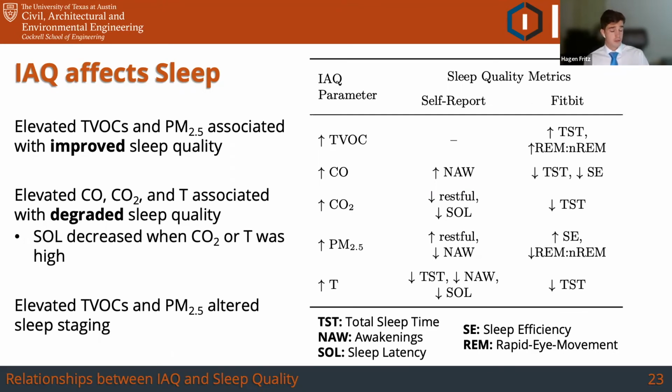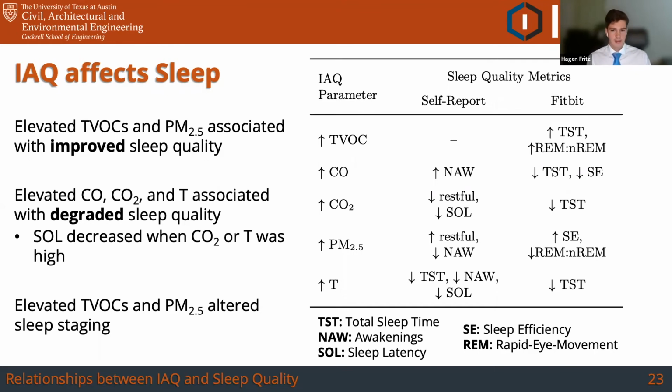However, for compounds like CO and CO2 and for temperature, we saw a decrease in overall sleep quality across self-report as well as objective measures by the Fitbit. However, the sleep onset latency did decrease when CO2 or temperature was high. And usually, to a certain extent, you want to fall asleep faster. If you're falling asleep within 5 minutes, that's more of an issue. But if you're falling asleep between 5 and 10, that's typically good. So when that SOL decreases, that is a good thing.